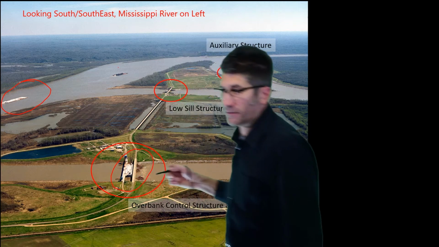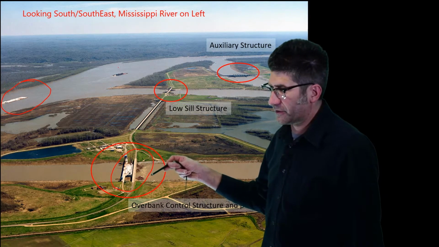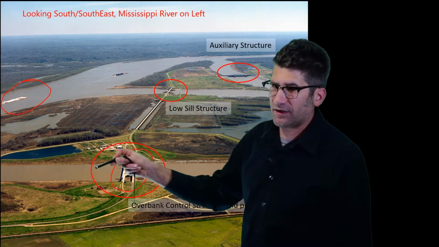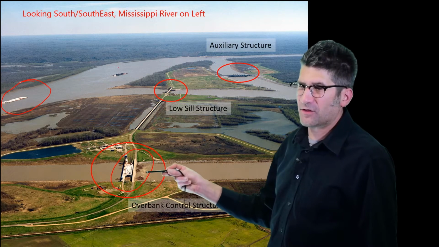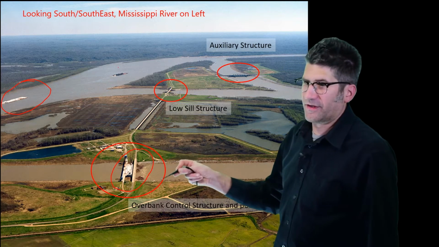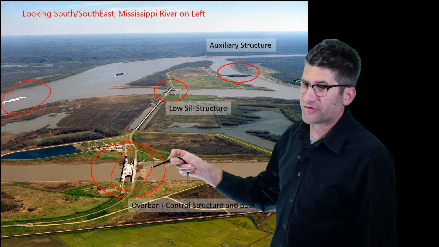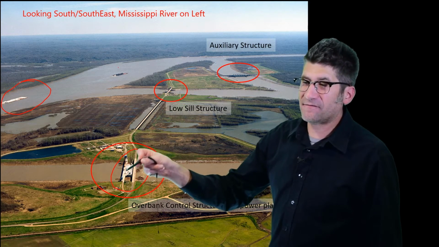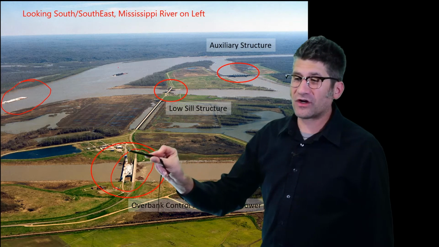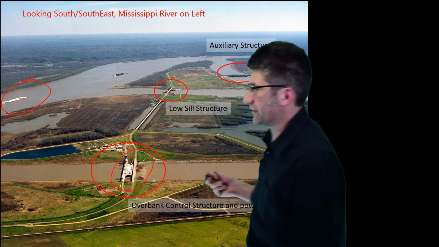Now, right here, this is really important, this overbank control structure. See how there's a little white water here? There's actually a difference in the elevation of the river right here. It's about 5 feet lower on this side. And so we're able to have a little power plant on this and generate power as water pushes over the control structure and pumps a turbine. So again, 5 feet difference here. That's important, right? Because if we didn't have a structure here, then more of the Mississippi River water would flow down this structure.